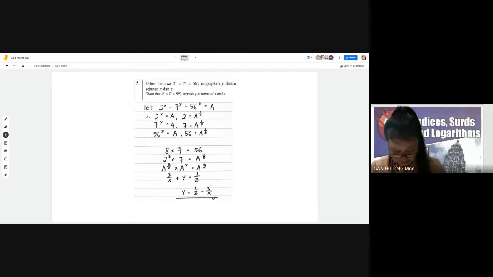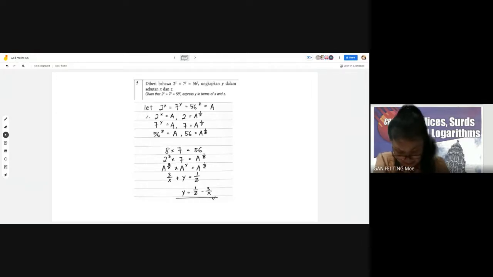X minus 3z over xy. Okay, are you sure? So any comment from other group? Because you're working, okay, 2 to the power 2x, okay, 2 equals to... Okay, very good. The second line is correct.